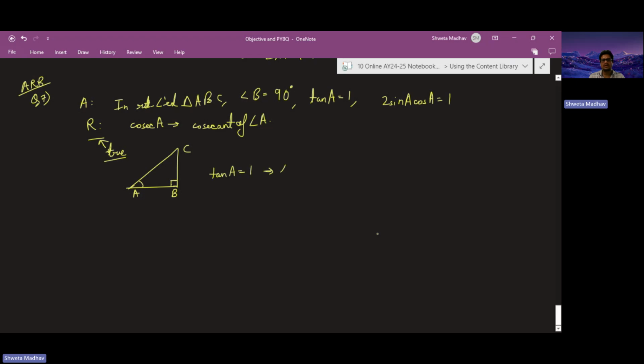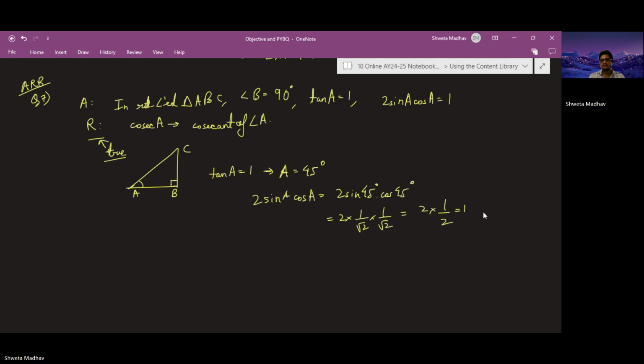So it means that angle A is equal to 45 degrees since tan 45 is 1. Then we have to find the value of 2 sin A cos A. That would be equal to 2 sin 45 degrees into cos 45 degrees. So which would be 2 into sin 45, which is 1 by root 2, and cos 45 is also 1 by root 2. So this is 2 into 1 by 2, which is equal to 1, which is equal to the right hand side. So 2 sin A cos A will also be 1. Hence the assertion is also true.